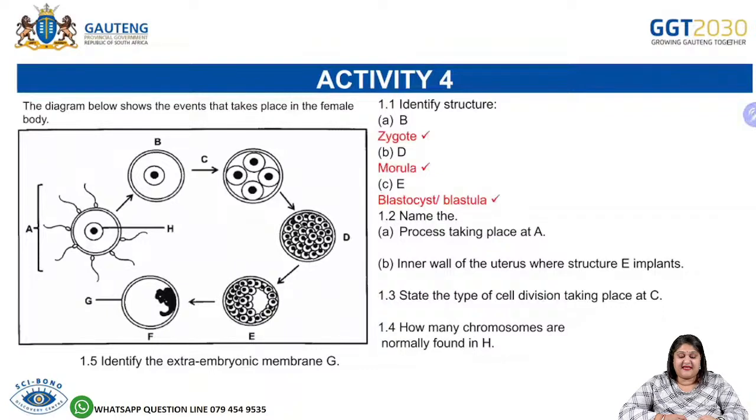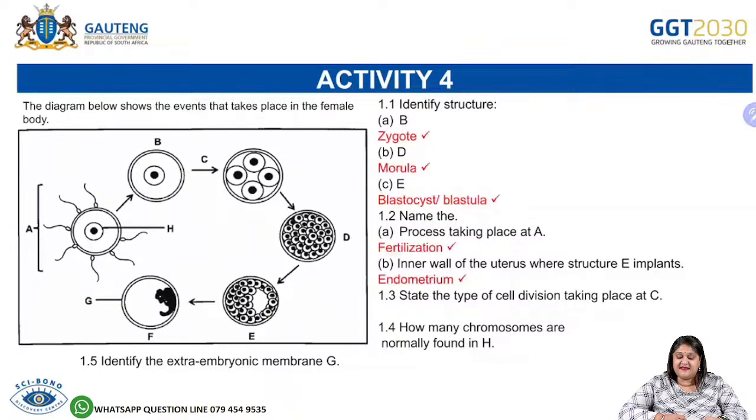Name the process taking place at A. What's taking place at A? You can see that the sperm cells are surrounding the ovum, so it has to be fertilization. Name the inner wall of the uterus where structure E implants. So where's E going to implant? It's going to implant into the endometrium. Yes, not the uterine wall, the endometrium.